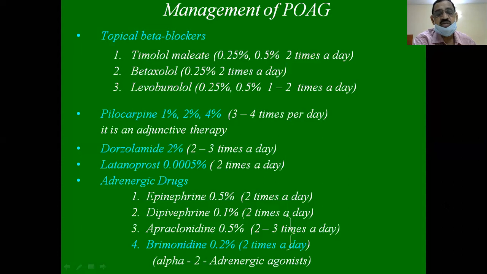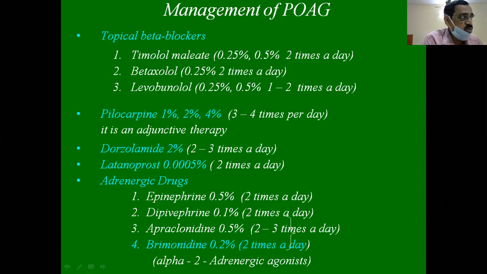It is available in the form of 1%, 2%, and 4% drops, and the duration of action is around 6 to 8 hours, and you will have to use it 3 to 4 times per day. Dorzolamide, acetazolamide, all these things can be used. Acetazolamide is an oral or intravenous parenteral drug. Dorzolamide or brinzolamide can be given as drops, 2% solution 2 to 3 times per day.